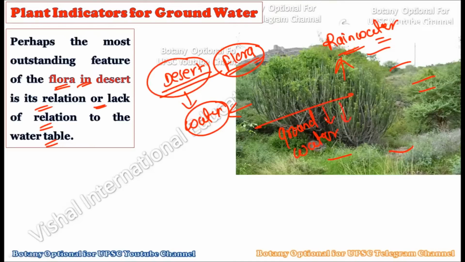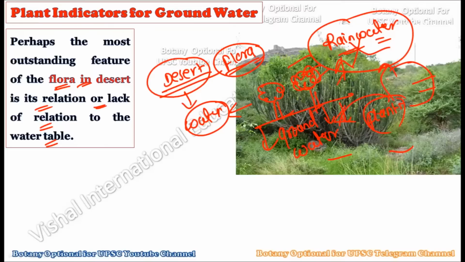Groundwater is present below the ground, while the rainwater is showering from above. So we have to search for such plant species which show the groundwater and which are not dependent on the rainwater. Not every species present in the desert is an indication of the presence of groundwater, because the majority of plant species do not have any connection with the groundwater, because they are simply completing their life cycle by using the rainwater.